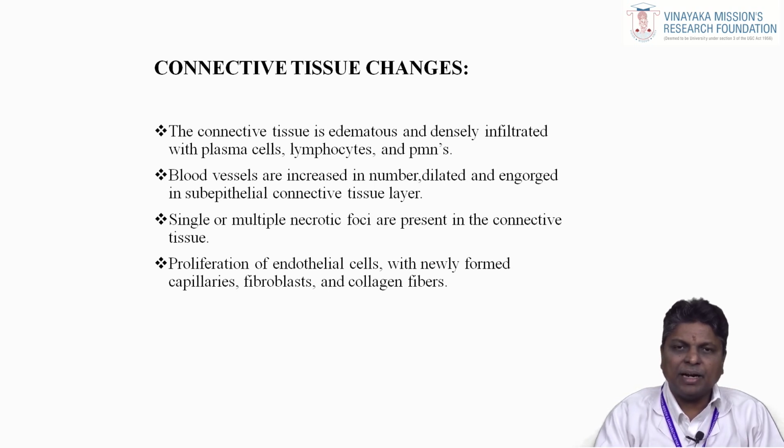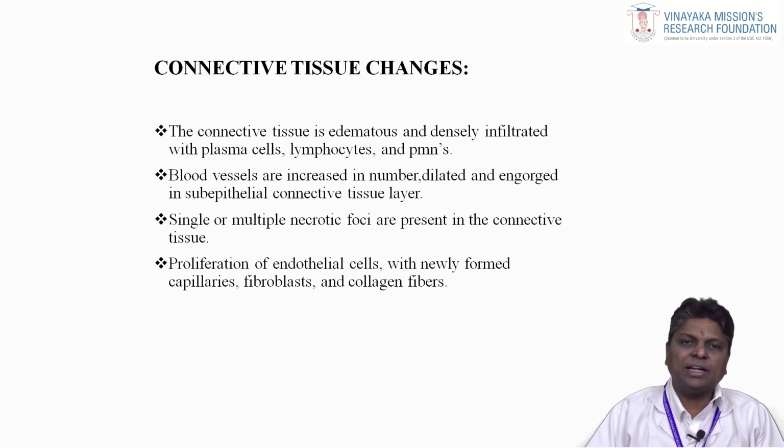So the connective tissue becomes edematous and densely infiltrated with plasma cells, lymphocytes, and polymorphonuclear neutrophils. Then blood vessels are engorged, dilated, and increase in width and size. More blood supply is getting into that area, that's the redness. There will be multiple or single foci of necrosis taking place in the connective tissue, which means further destruction, and proliferation of epithelial cells with newly formed fibroblasts in the healing process. Collagen fibers will be there if it is going to heal, or, in degeneration, the necrosis will progress further and loss of tissue will take place.